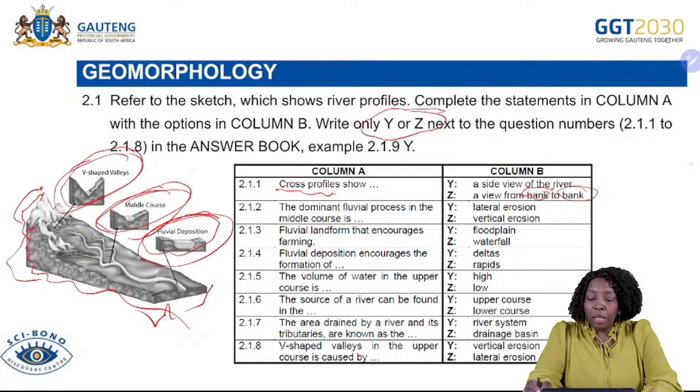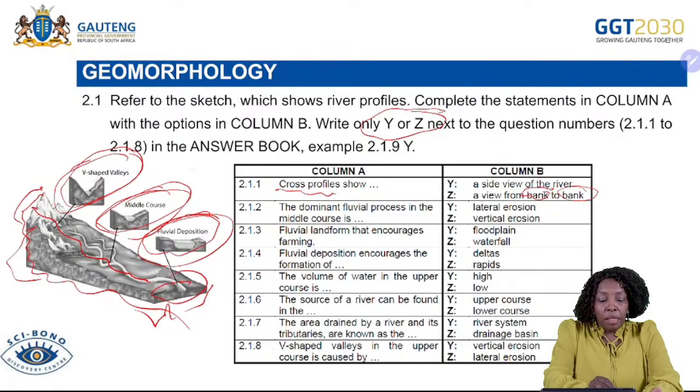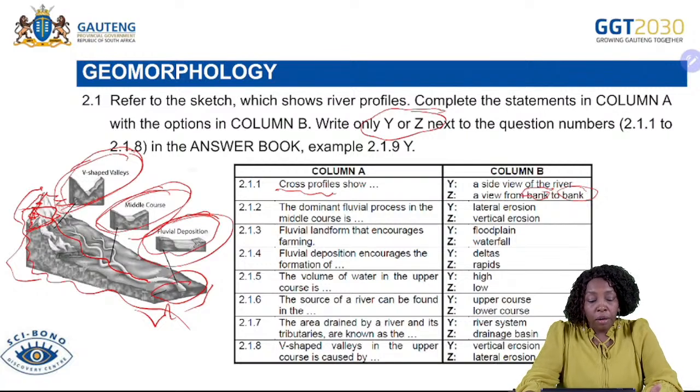When we are looking at the side view of a river, we would be looking at the longitudinal profile of a river as it is from the source to the mouth. So this would be the mouth, and these mountain ranges that you see here are the source of the river. Okay, let's look at the next question.